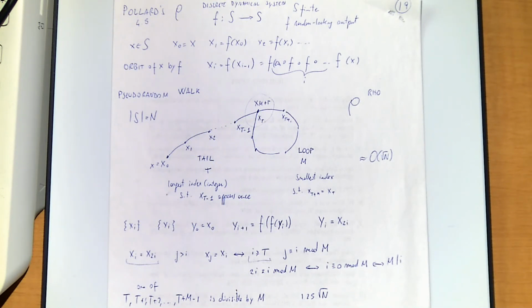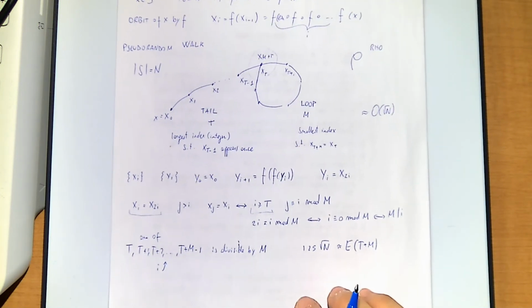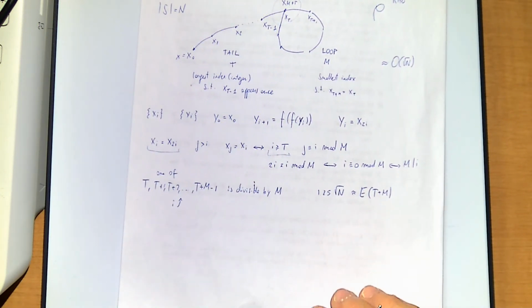And so let's see this second part. The first part, we've kind of already proved that we are going to find a collision. Let's look at the expected. So the expected value for t plus m is in fact about 1.25 times square root of n. Okay, so of course this is not going to be an extremely rigorous proof, but just again the intuition.